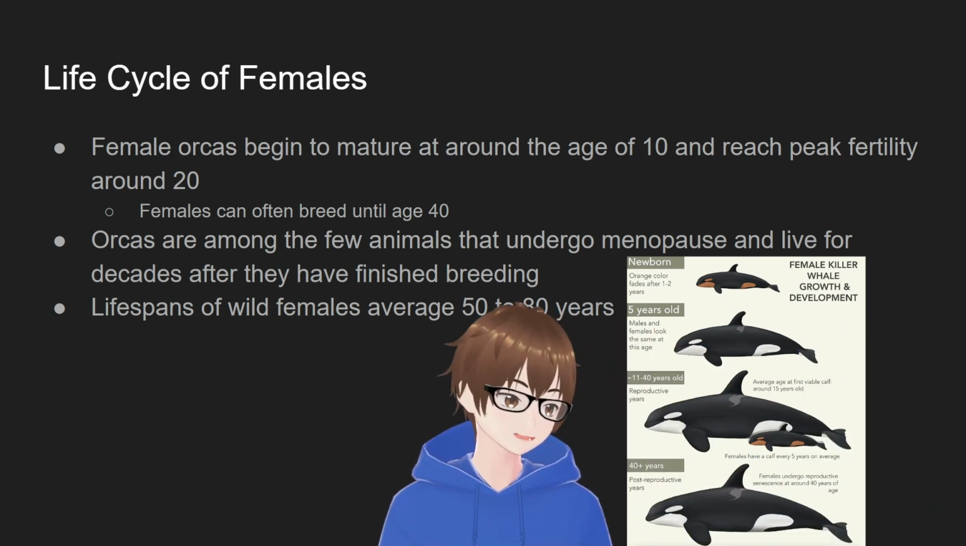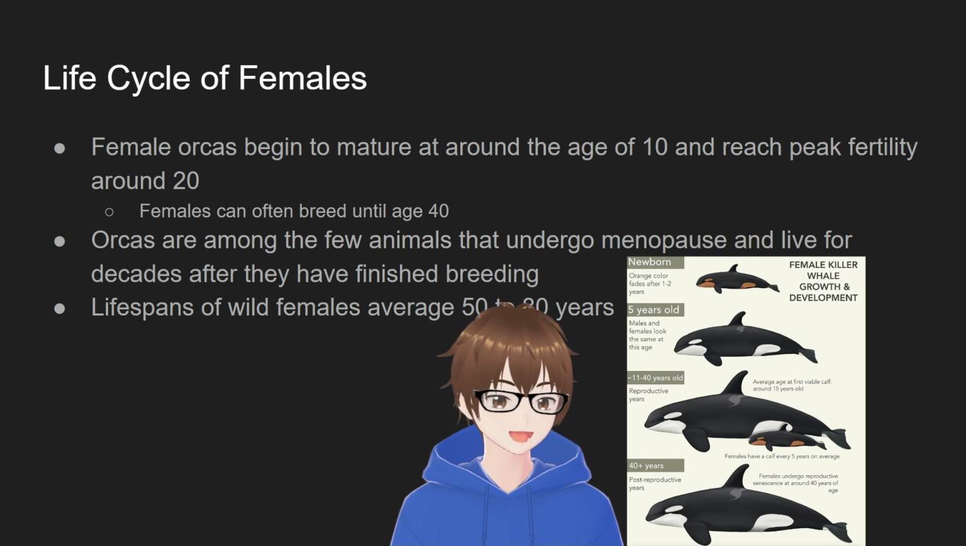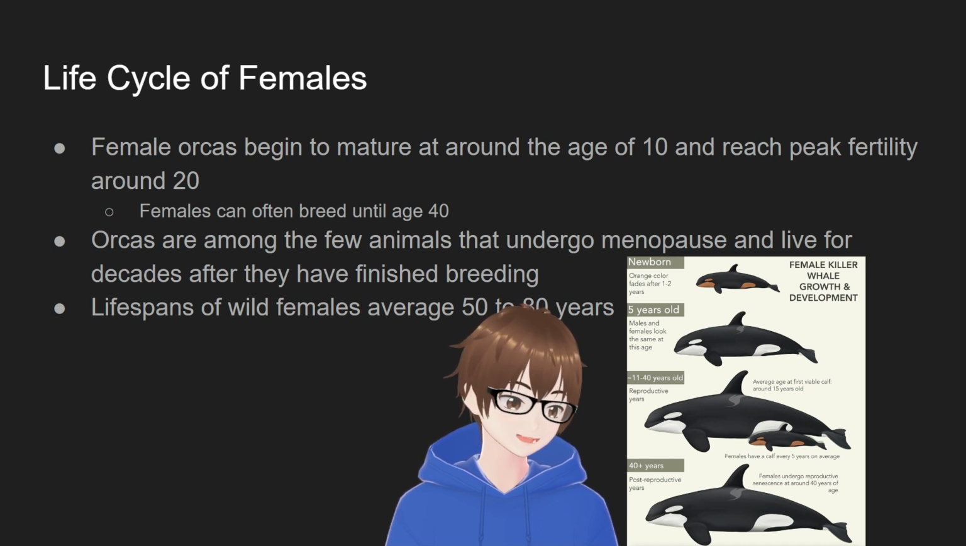And here I have a picture showing basically this. We have the newborn, which is orange in color and fades after about 1 to 2 years. Five-year-old males and females look the same. Then 11 to 40 years is their reproductive years, and 40 plus is post-reproductive years.